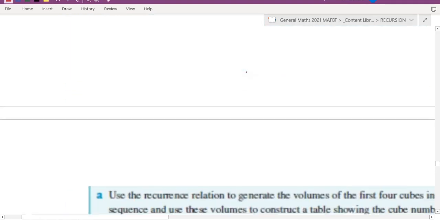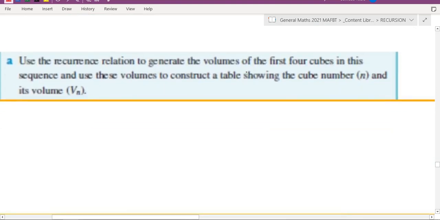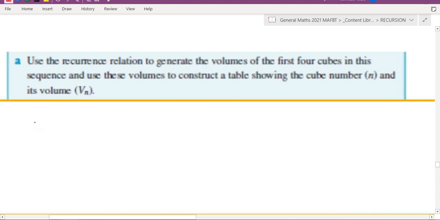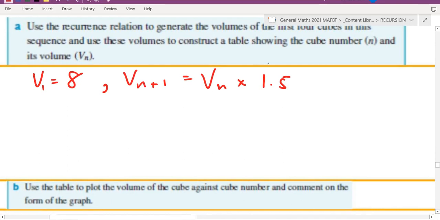Easy, okay? So let's use the recurrence relation to generate the volumes of the first 4 cubes and then to construct a table. Okay, so really easy. Remember my recurrence relation is this. So V1 is 8 and then Vn plus 1 is equal to Vn times 1.5. So that's my nth term rule, and this is my common ratio.